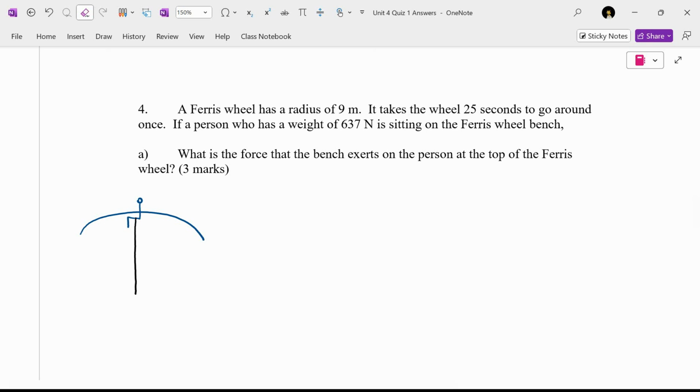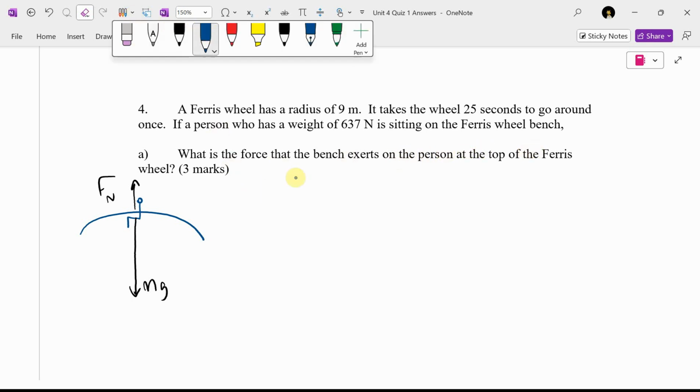Get the obvious one, mg. Why did I draw gravity so big? Because what path are we tracing out? Where do I know the winning force is going to be pointing? So I made it self-obvious because now I can draw the normal force shorter. It says, what's the force the bench exerts at the top of the Ferris wheel? There's my free body diagram. So it's going to look like this.